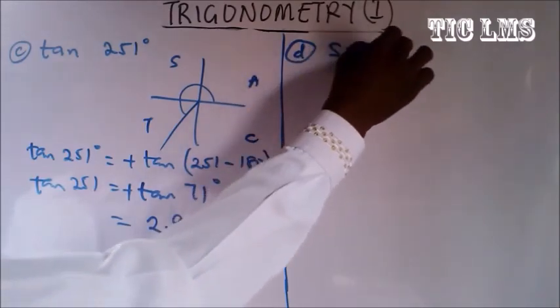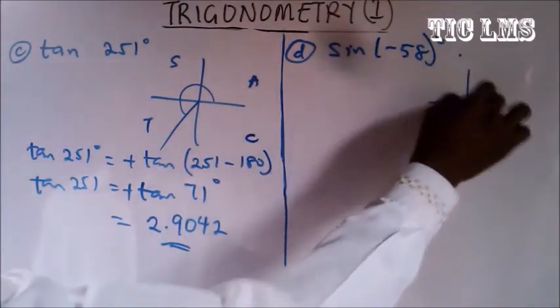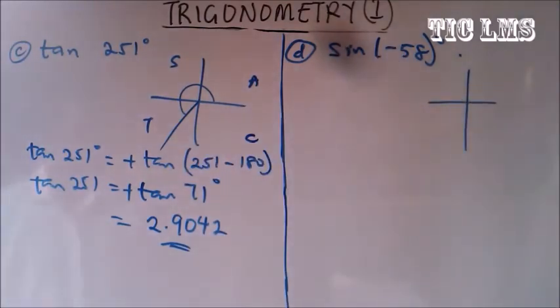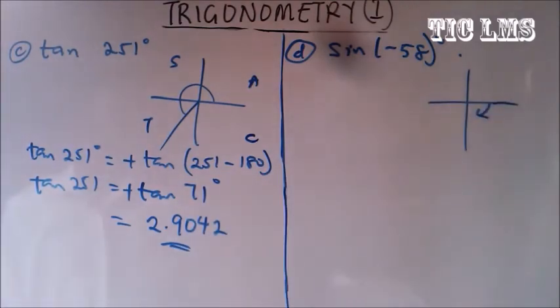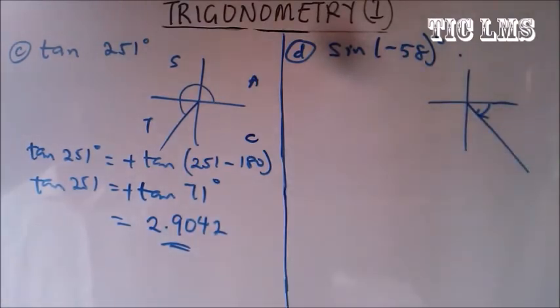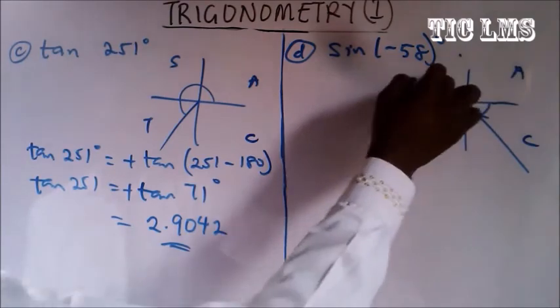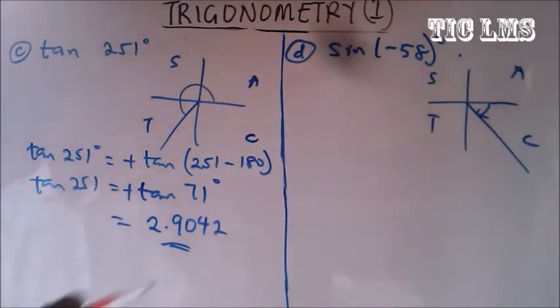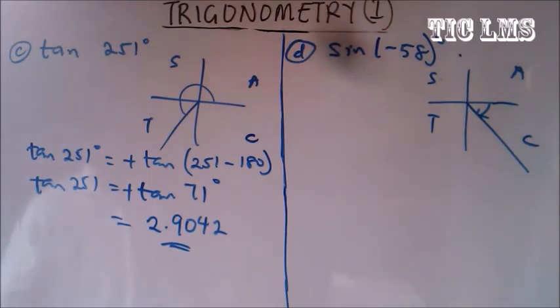D, we have to find sine minus 58 degree. For this, we have our four quadrants. Minus 58 means that it proceeded in the clockwise direction, which is in this direction. That is a negative. Here is the first, second, third, and fourth quadrant. So it stopped at the fourth quadrant, where we have CAST. Now, for it to stop at this negative side, we need to first find its equivalent positive angle.